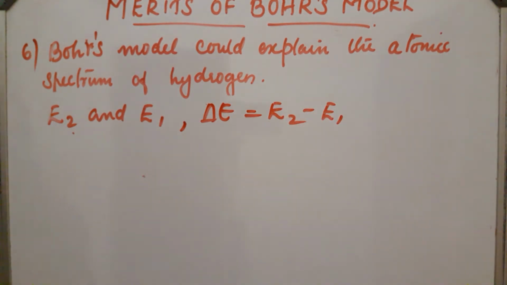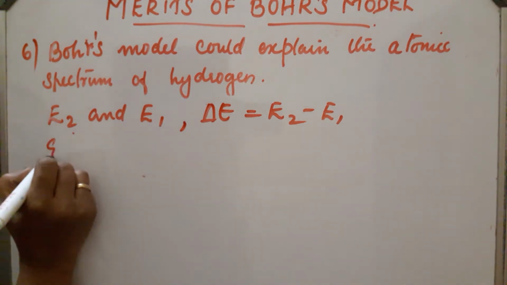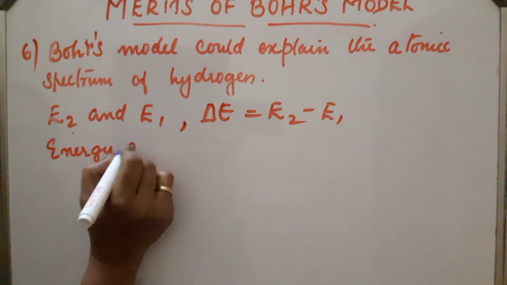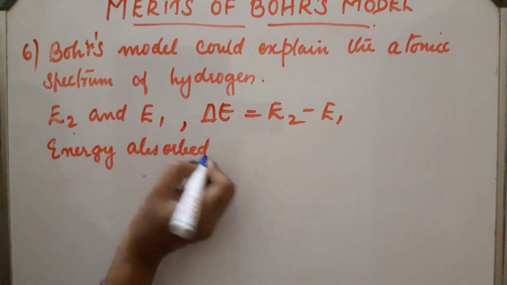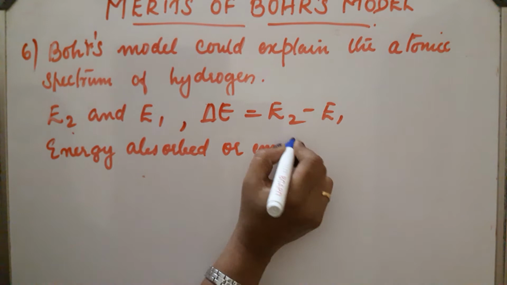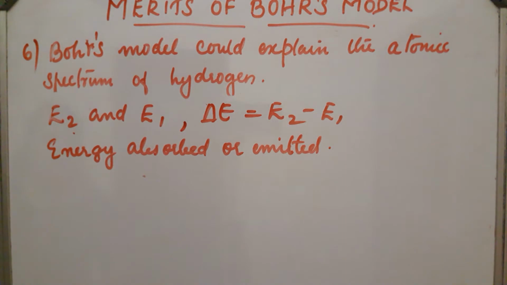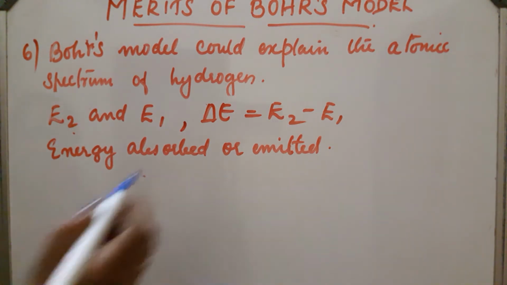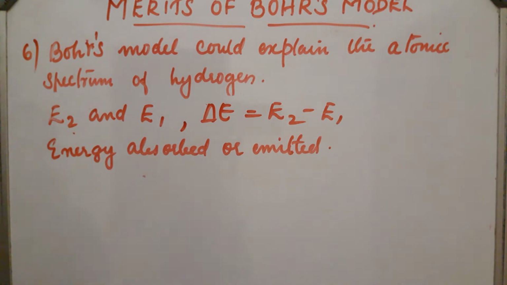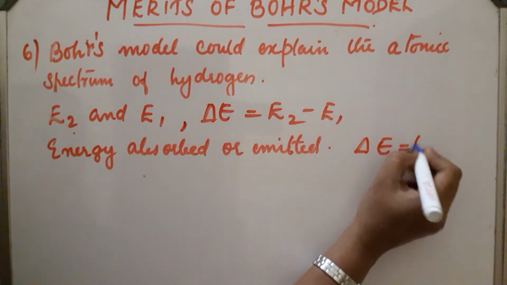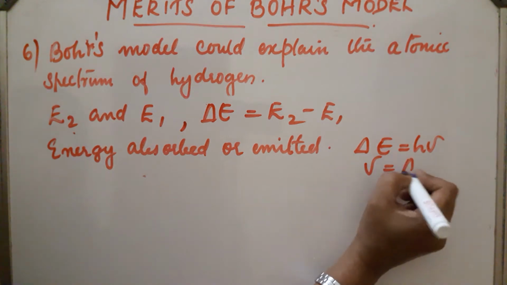And we know according to Bohr, E2 and E1 have definite values. That is, the energies of these energy levels are fixed. So the difference between these two values is also fixed. And delta E is the energy absorbed or emitted during the transition of electrons from one level to another level, that is from E2 to E1. So delta E is also fixed, and we know delta E is equal to h nu, or nu is equal to delta E by h.